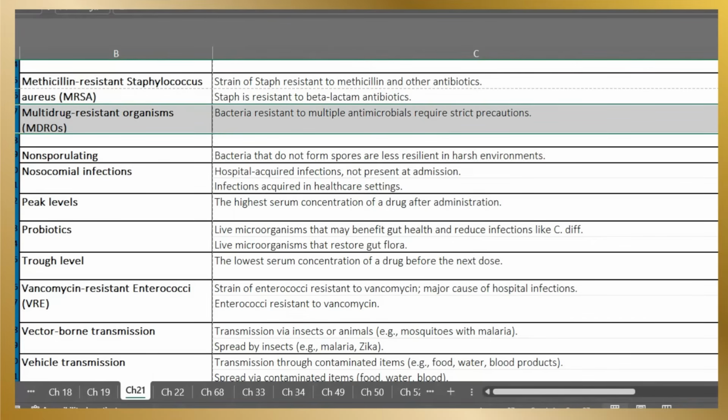Again, multi-drug resistant organism, bacteria resistant to multiple antimicrobials, require strict precautions. So multiple drug resistant organisms. It's a superbug, hard to treat. It's a very high priority.